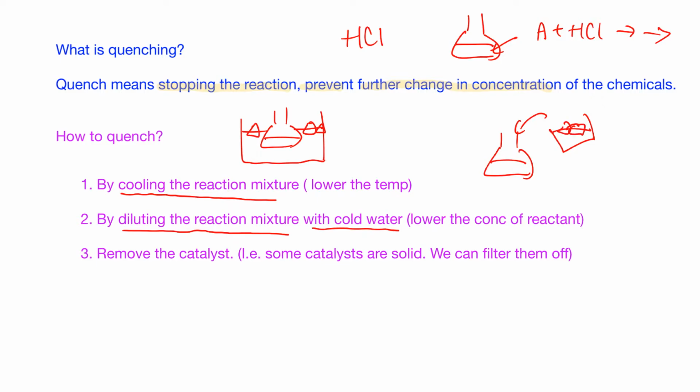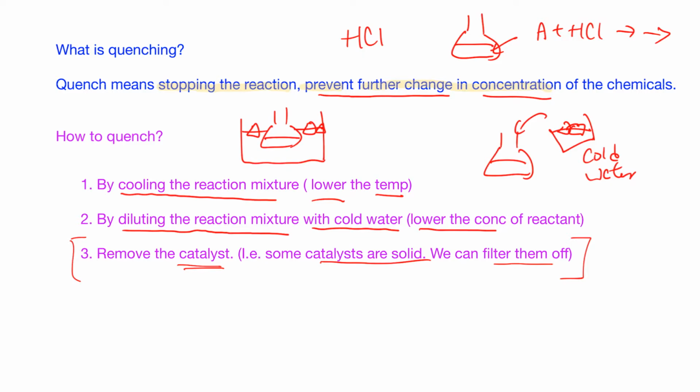When we add cold water into it, there are 2 effects. One is it lowers the concentration of the reactant because you are diluting. At the same time, because the temperature is very low, it can also reduce the rate of the reactions. Third, we can also remove the catalyst. This one is not included in the textbook, but some reactions may have a solid catalyst. When there is a solid catalyst, you can simply filter it off to stop the reaction. These are called quenching of the reactions. Our purpose is to prevent further change in concentrations of the chemicals.